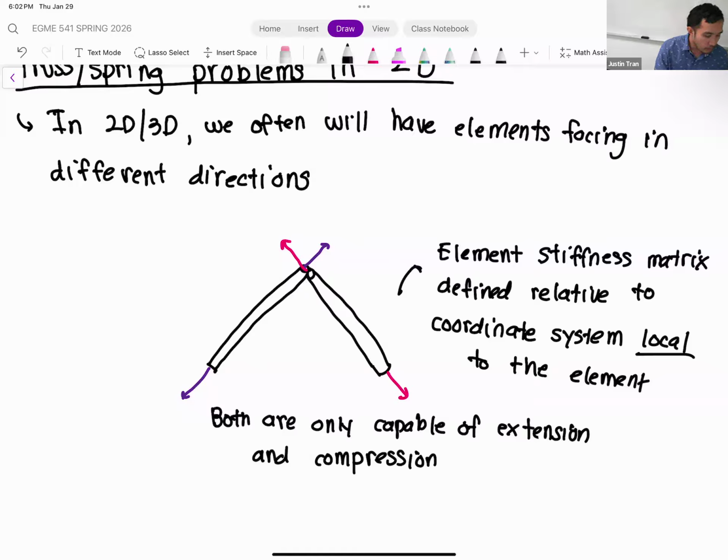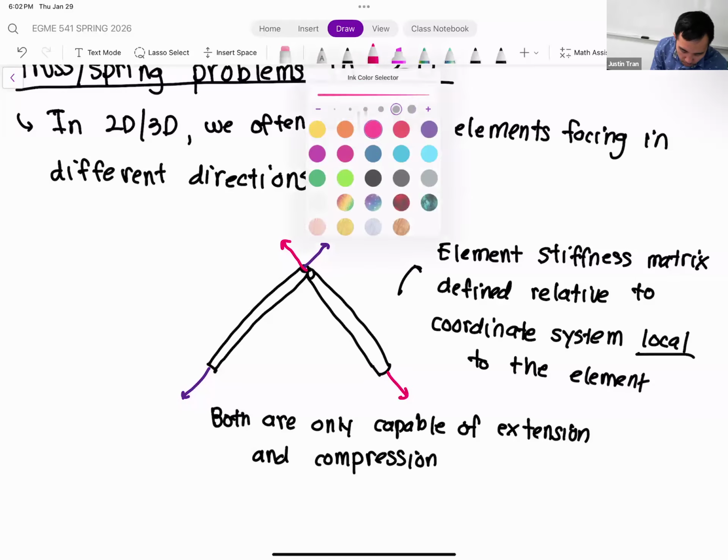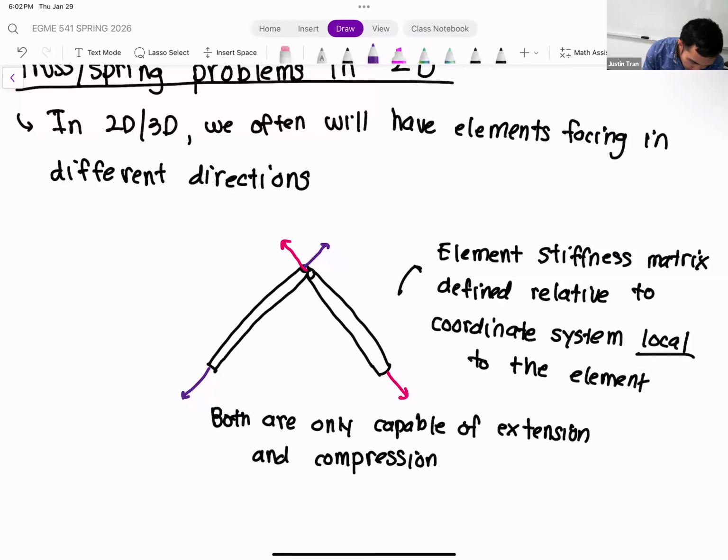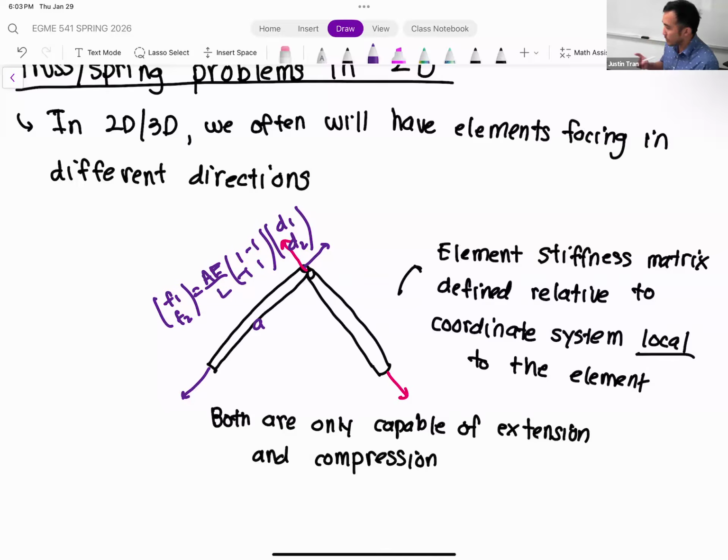Another way that we can say it is that our element stiffness matrix is defined relative to a local coordinate system. Okay, so we can write out the element stiffness matrices of both of these elements here. If we call this left element here element A, the element stiffness matrix for this is going to be F1, F2 equals AE over L times the matrix [1, -1; -1, 1] times D1, D2. Okay. But that is defined assuming that F1, F2, D1, D2 are pointing in the directions of the purple arrows. Okay.